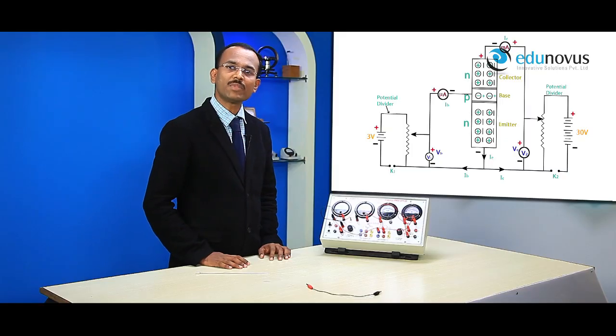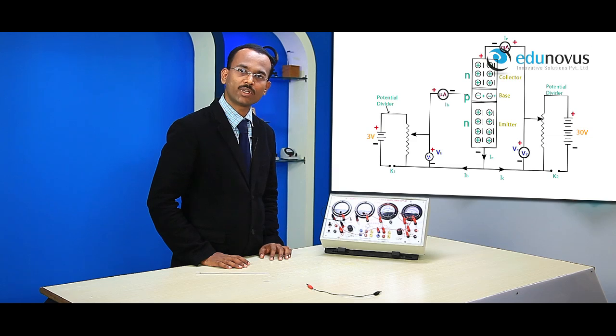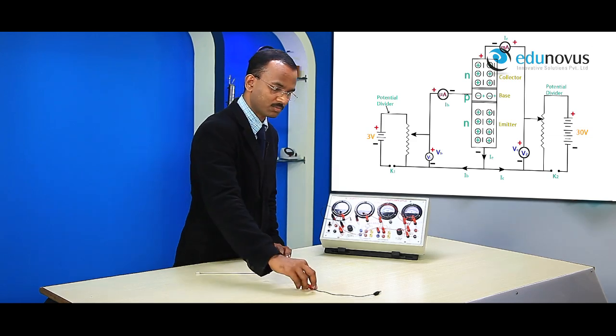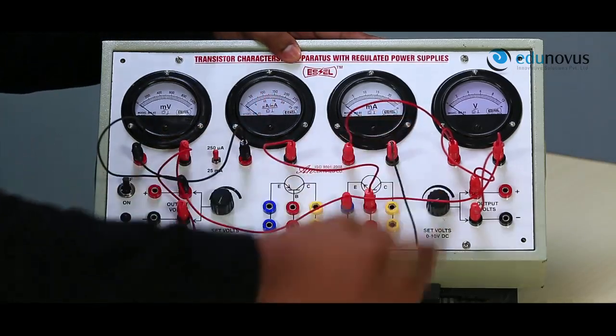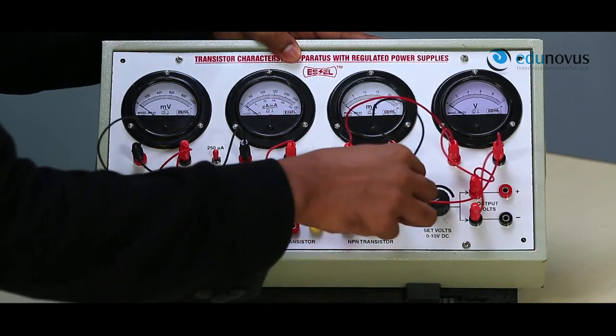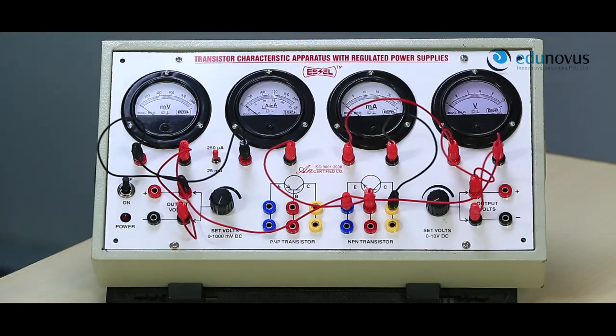And let me connect the negative terminal of the output ammeter to the collector of the transistor using this connecting wire. The connections are now complete. So let's start the experiment.